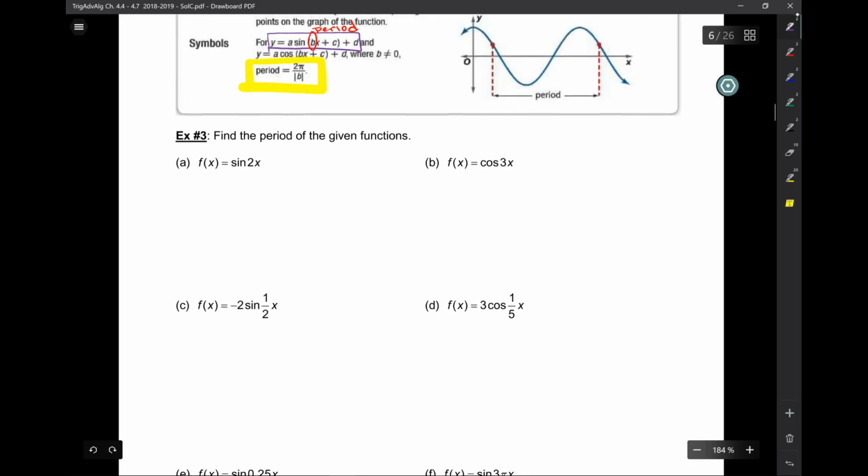So take a look at this function. F of x is sine of 2x. And I want to find the period. It's 2 pi over this number b. That's b. So that is just pi. So the period of that function is pi. So what about the next one? What's b in this function? 3. This is b. So the period is going to be 2 pi over 3. And if you can't simplify, then it's just 2 pi over 3.